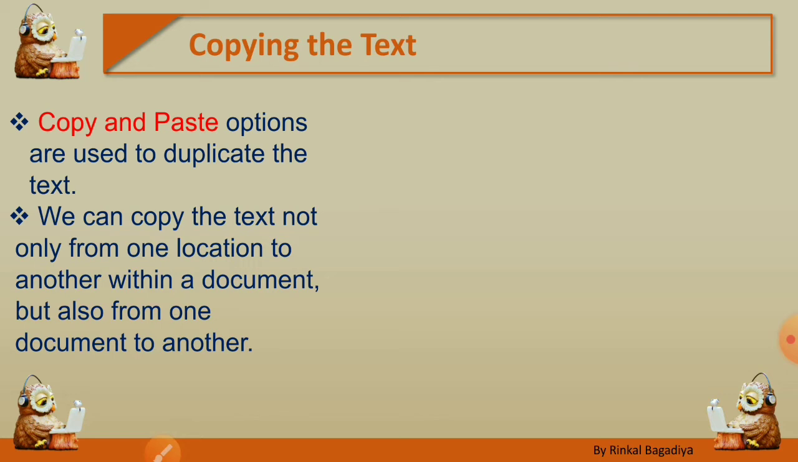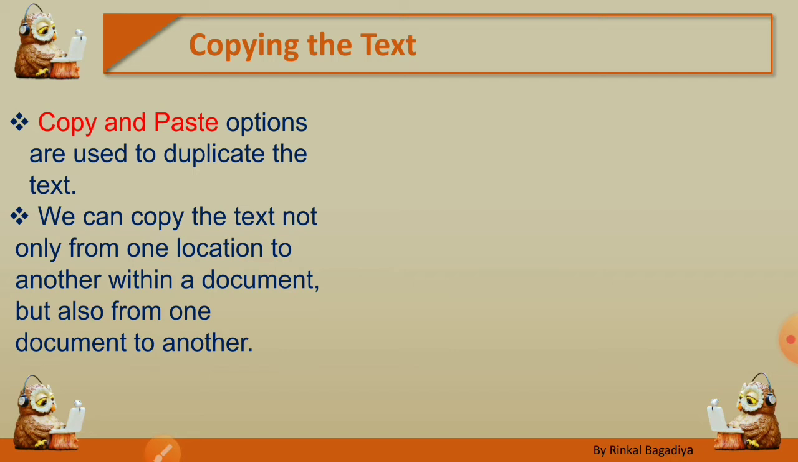We can copy the text not only from one location to another within a document but also from one document to another. It means we can copy the text and put it into another document also. This feature helps in reducing our time and effort in typing. If we want to type the same sentence or paragraph more than one time, then we can copy that paragraph or sentence. This way we can reduce our typing effort. Here the shortcut key of copy is Ctrl plus C.